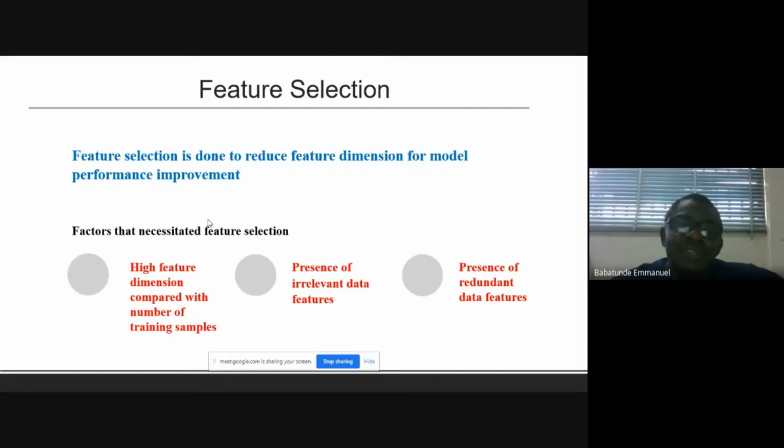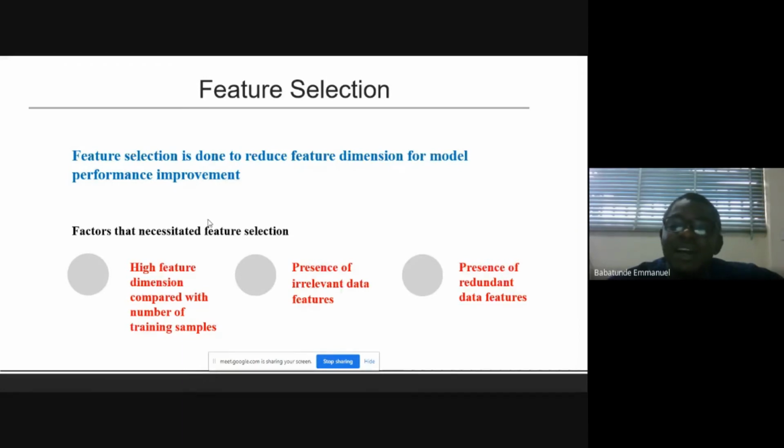When there is presence of irrelevant data features, there are sometimes data collectors who characterize the data and just give features that are irrelevant, features that do not provide any meaningful information about the output of the data. So there is a need to do away with irrelevant data features and select only data features that are relevant.